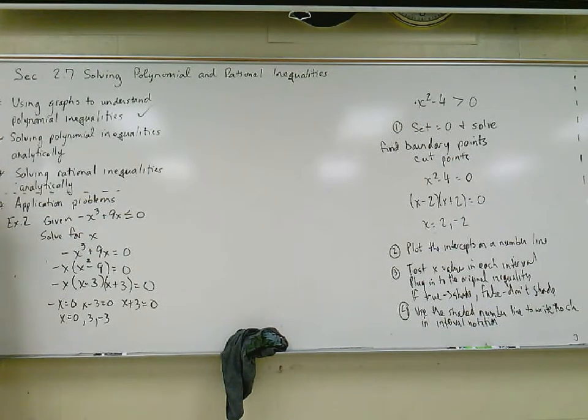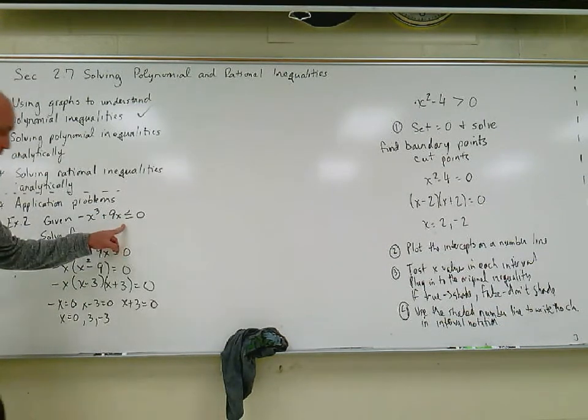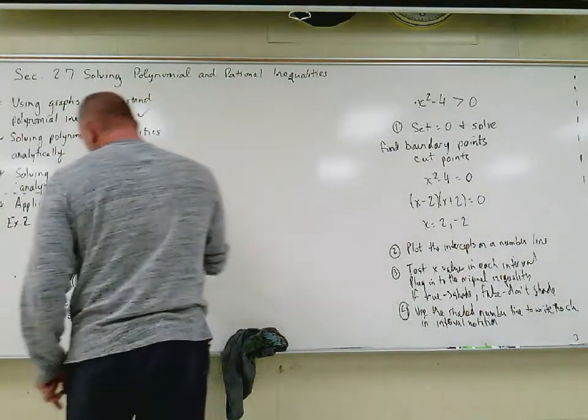Those I refer to as what? Boundaries. These are the boundaries. This is where your graph is 0. You're looking to see where your graph is less than or equal to 0. So that's step one.